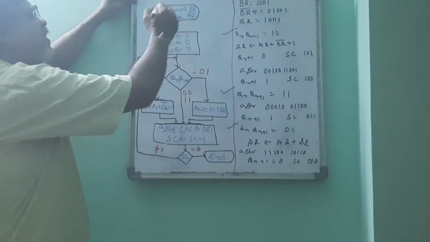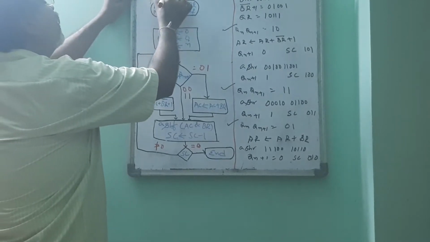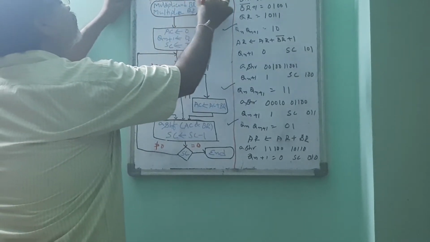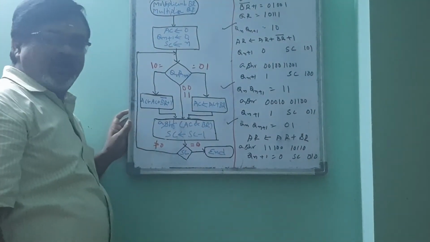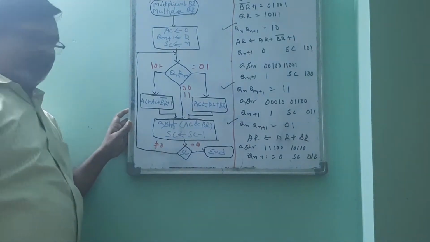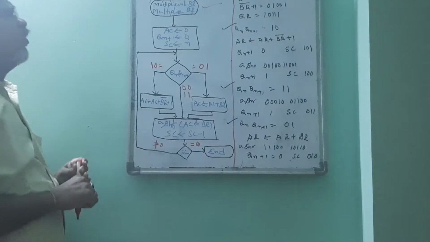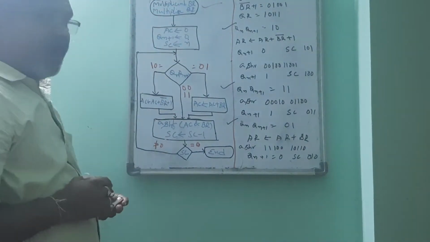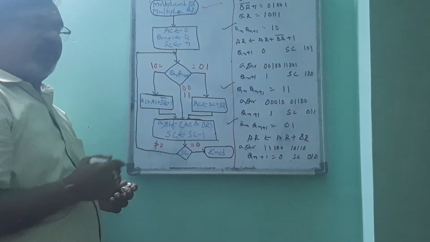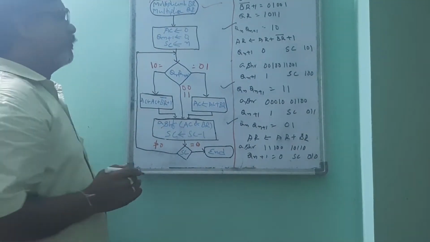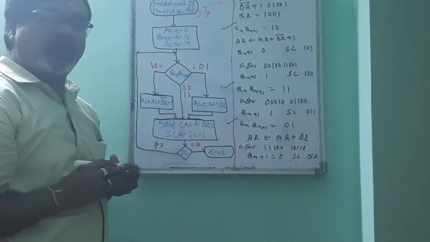Okay, students, this is the flow chart for your Booth's multiplication algorithm. As we just discussed the flow chart for the general multiplication algorithm, here also we have two input values. One is the multiplicand in register BR, register B. The multiplier is in register QR. So these two are our inputs.